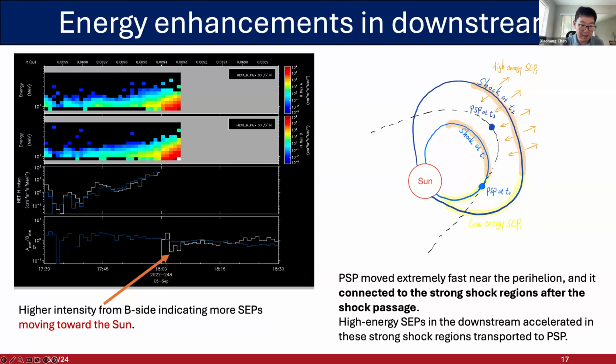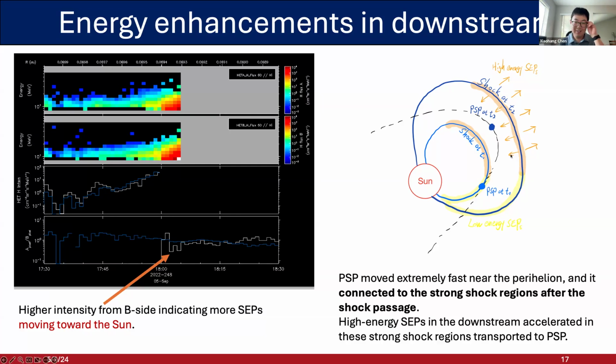So we see that the ratio of the intensity of the A side over the B side is actually lower than one during this energy increase period. And that's direct evidence that these particles are actually coming toward the Sun, not away from the Sun.